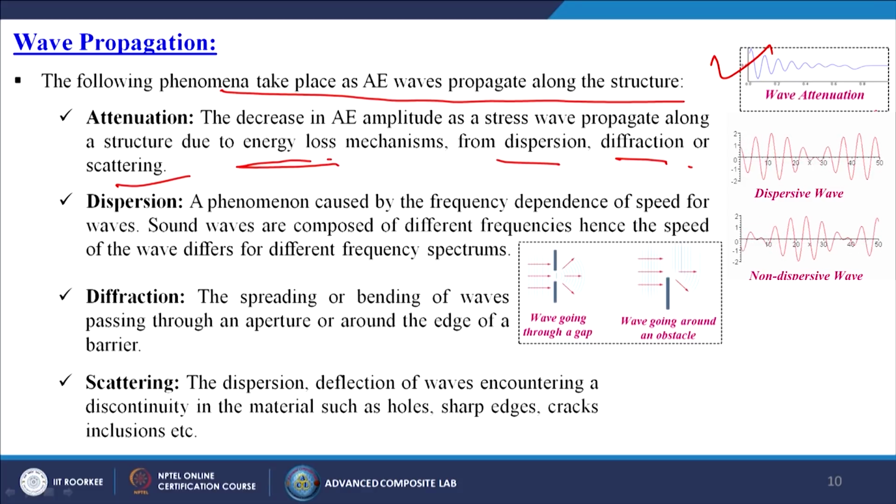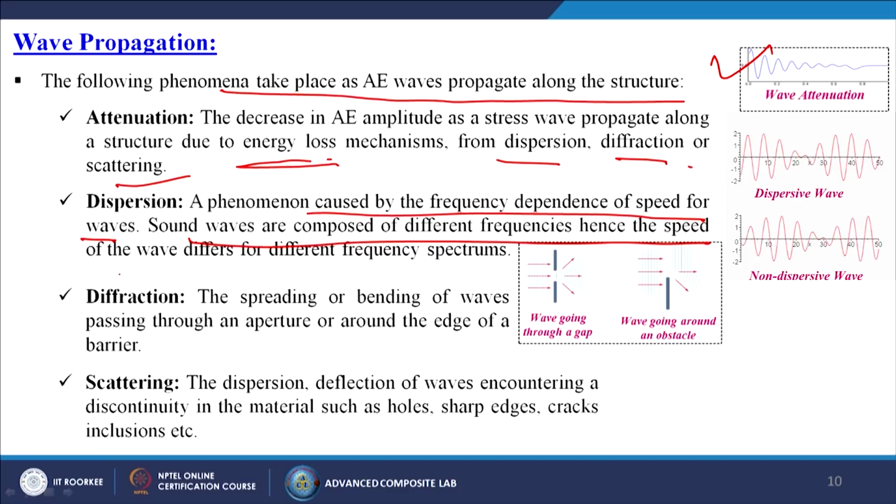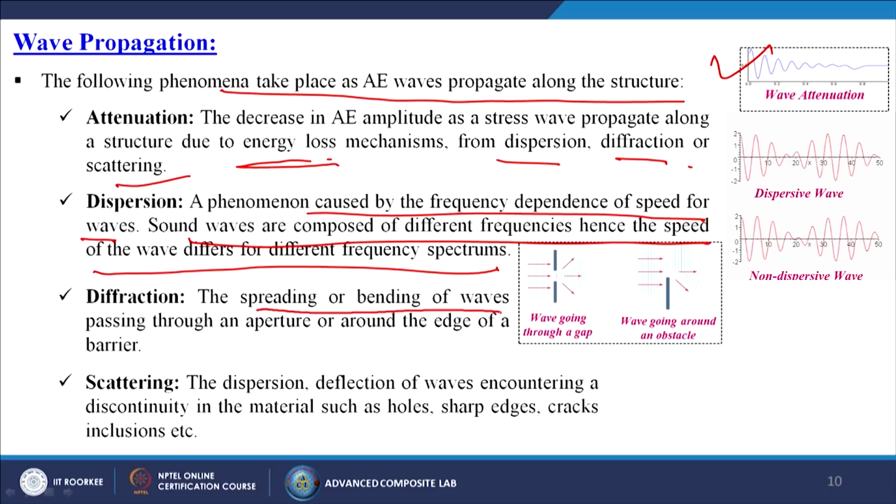Second one is called dispersion, a phenomenon caused by the frequency dependence of the speed of waves. Sound waves are composed of different frequencies, hence the speed of the wave differs for different frequency spectrums. Next one is called diffraction, the spreading or bending of waves passing through an aperture or around the edge of a barrier.